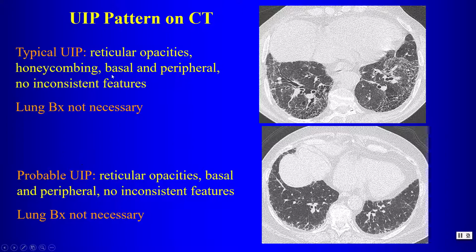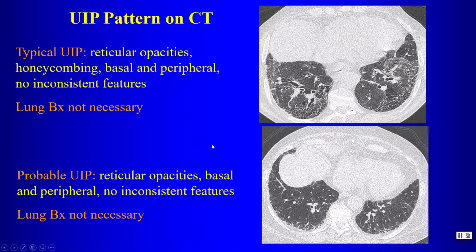If you have all of this without the honeycombing, that makes it a probable UIP pattern. So if we have reticular opacities, basal and peripheral distribution, and no features inconsistent with UIP, that's this example here. So we have some traction bronchiectasis, we have reticular abnormalities, it's in the peripheral and subpleural distribution, but there is no honeycombing. Well, this is still a probable UIP pattern.